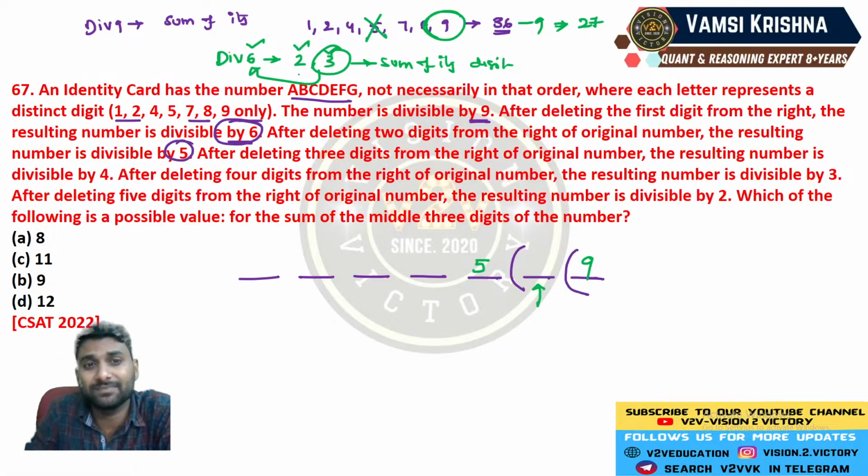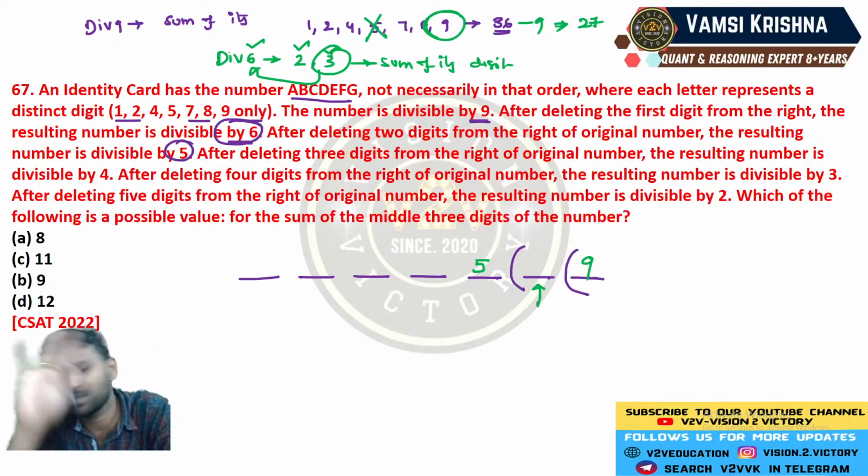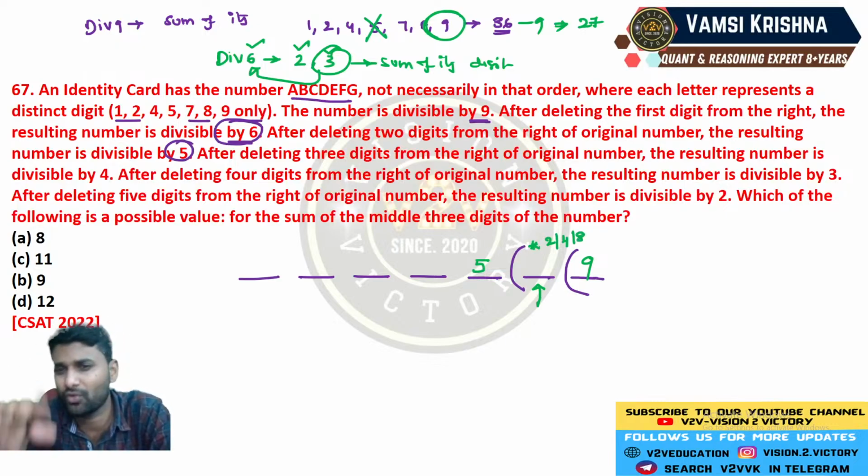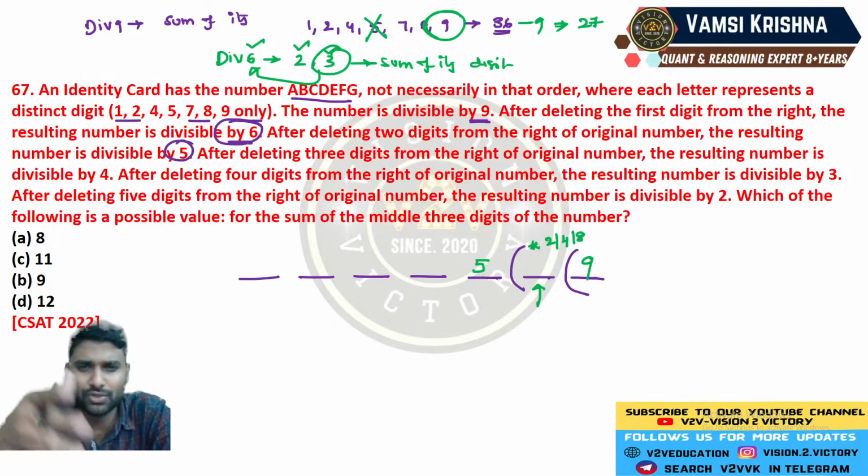Here, again, divisible by 6 means the number should be divisible by both 2 and 3. Then only it is divisible by 6. Now, you can replace here either 2, 4 or 8. These are the three different possibilities. Why? Because for any number to be divisible by 2, the last digit must be an even number.